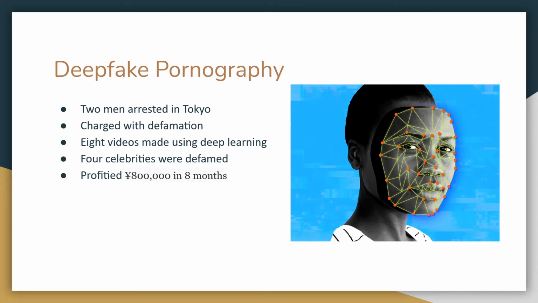In October 2020, 2 men were arrested in Tokyo for creating 8 videos of 4 celebrities using deep learning technology to superimpose their faces onto the bodies of porn actors. These men have been involved in deepfake pornography for quite a while, creating over 1,000 fake videos of approximately 80 different people. One of the men was quoted saying that it takes about 1 week to make a video that is 10 minutes long.